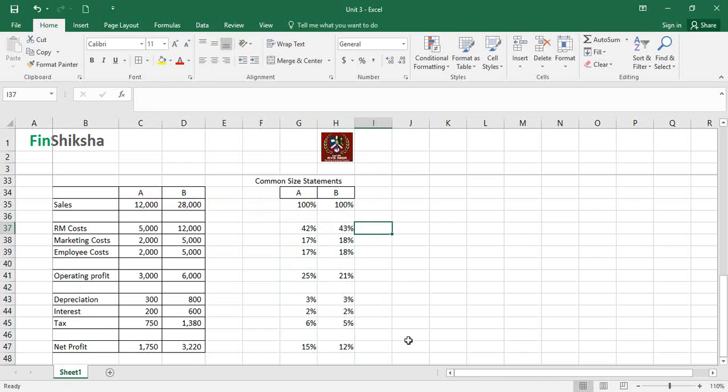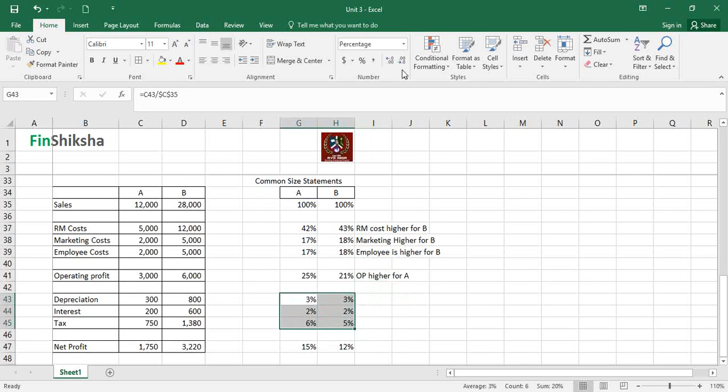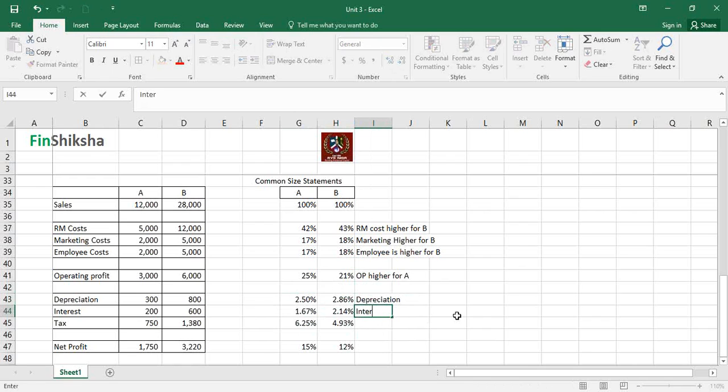based on the comparison. So raw material cost is higher for company B, marketing cost is higher for B, employee cost is also higher for B, correct? So obviously operating profit is higher for A. Then we find that depreciation is approximately 3%. If we add a few decimal points, we might get clearer ideas. So both depreciation and interest are higher for B, right?